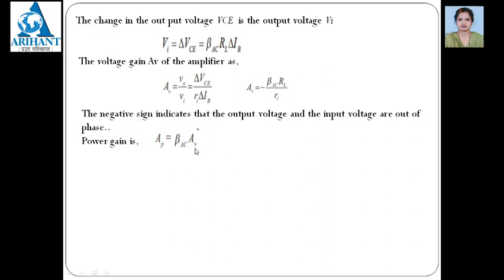Power gain can be considered as the amplification factor into the voltage gain. AP, that is the amplification of power, is nothing but beta AC, the amplification factor, into the voltage gain AV. This is all about the transistor.